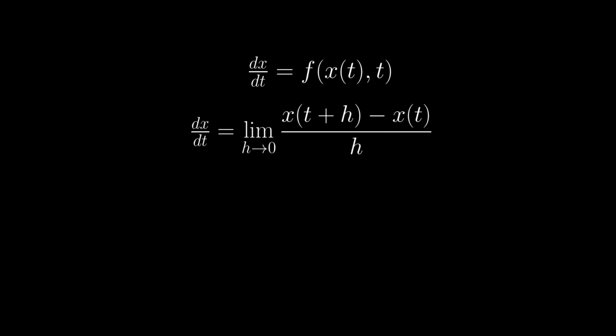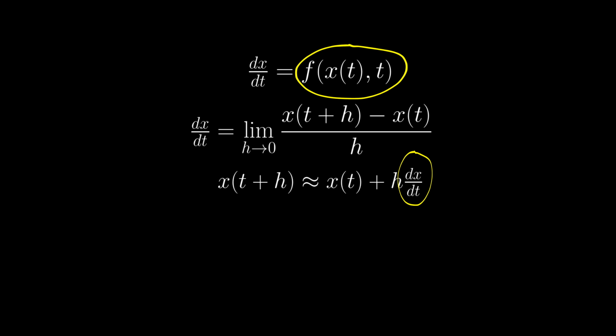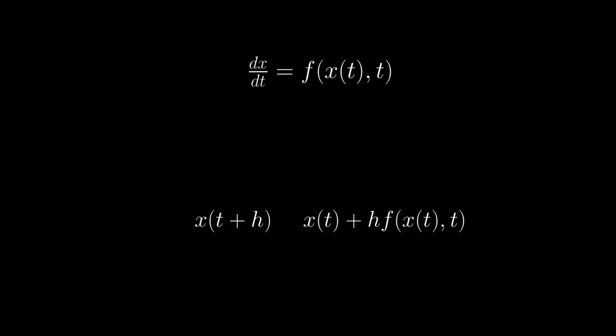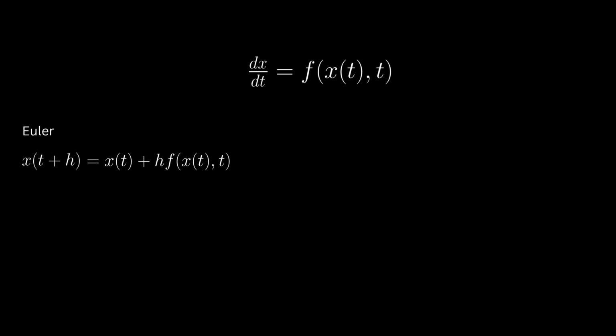In other words, we can approximate the next position as current position plus a small step of size h in the direction of slope. For our case, where x(t) is the position of the particle at time t, dx/dt comes from our velocity vector field. So x(t+h) can be approximated as x(t) plus h times f(x, t). This is the Euler update rule.